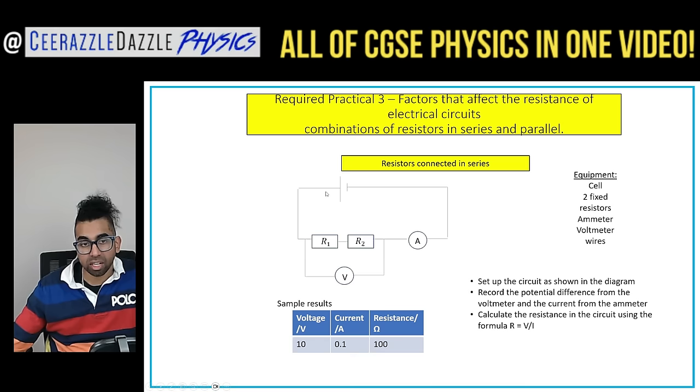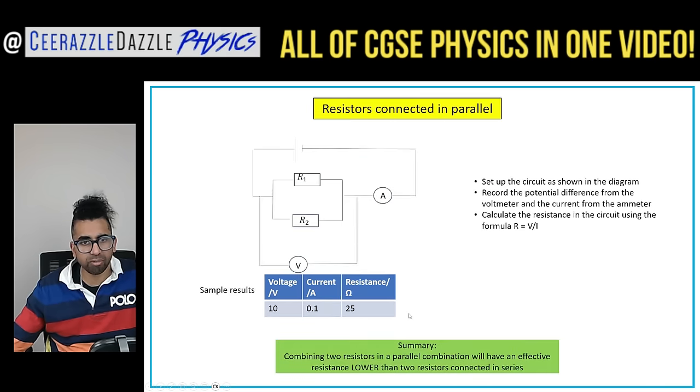So you have a cell, resistor R1 and R2 connected to an ammeter and returning back again. You then place the voltmeter around both the resistors. Then you record the voltage value and the current value, and to work out the total resistance, you simply do the voltage divided by the current. Then you do the same thing for a parallel circuit.